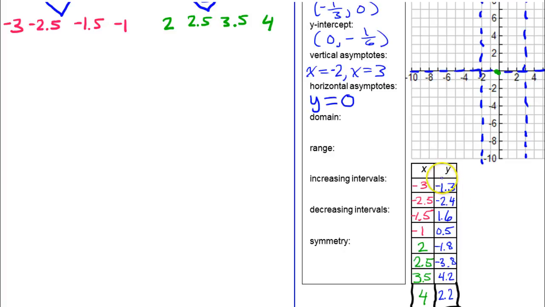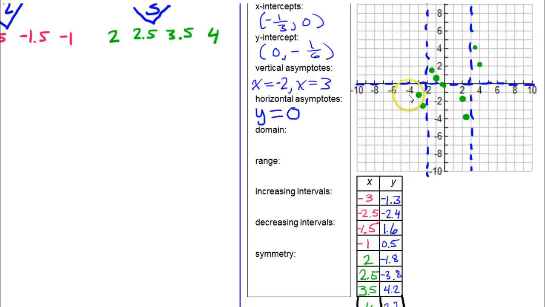Alright, so I've gotten all these points, these 8 points. Now I'm going to take these 8 points and plot them on the graph. Okay, so you can see by these green dots are all these points that I have plotted. In addition, remember these dots right here close to the origin were the x and y intercepts.